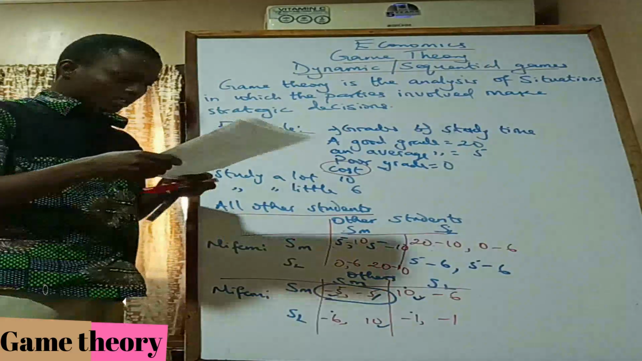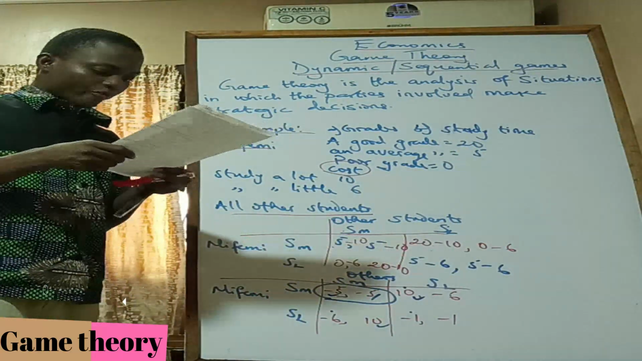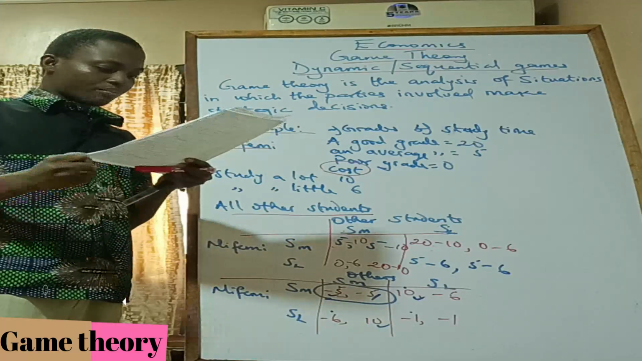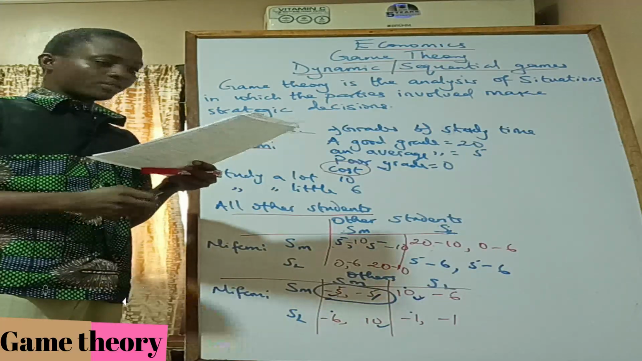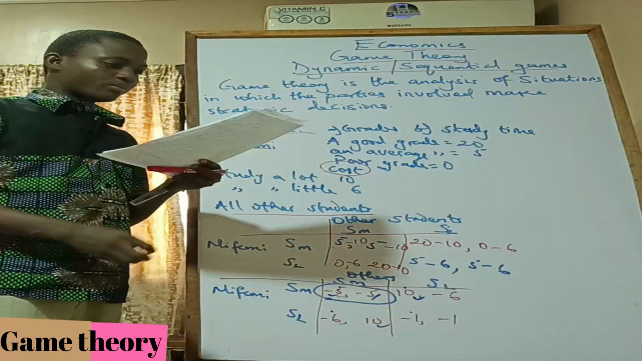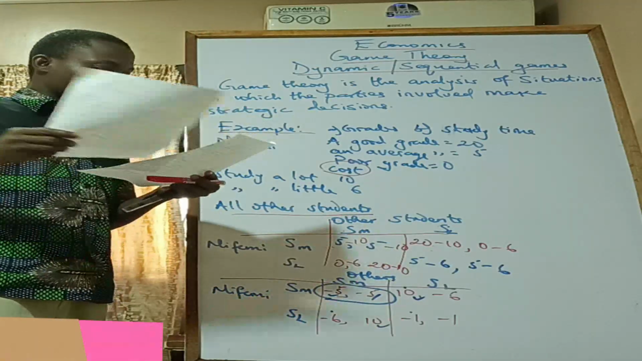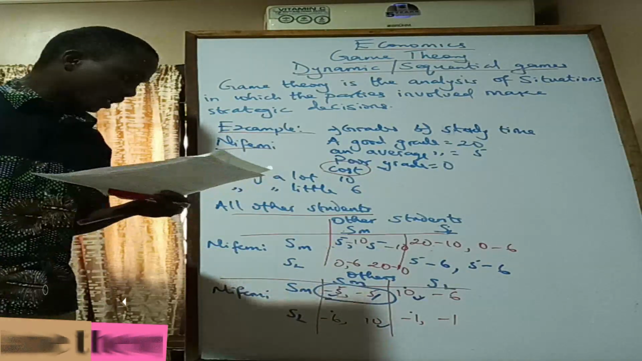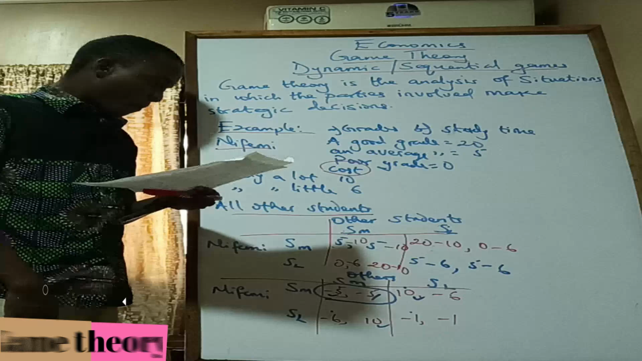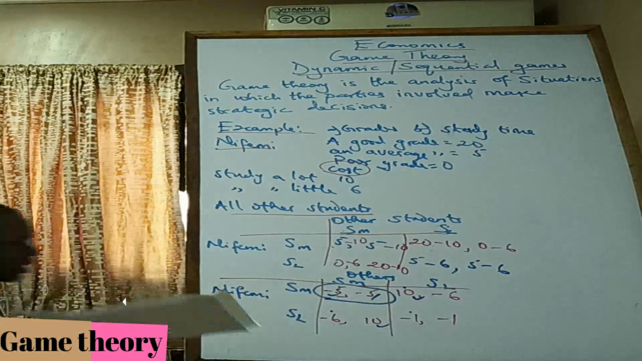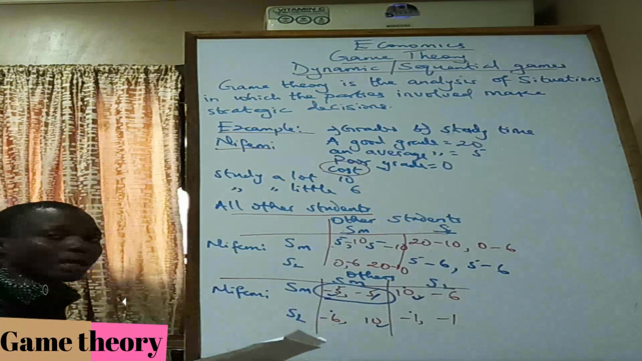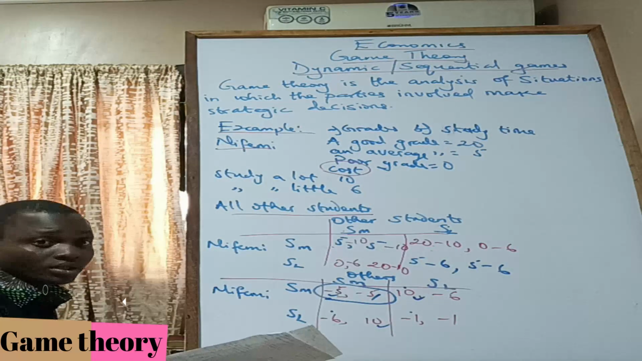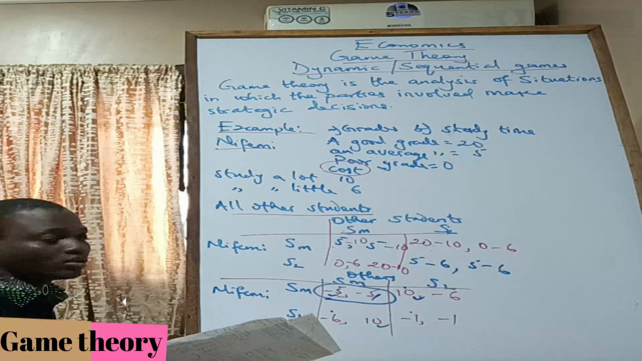Then the next question says, from the student perspective, is this the best outcome? So what can you say about this? Is this the best outcome for the student? Let's think about it critically. For us to answer that question, if it is their best outcome, we'll have to look for their dominant strategies, because that's what the question is basically asking us to do.